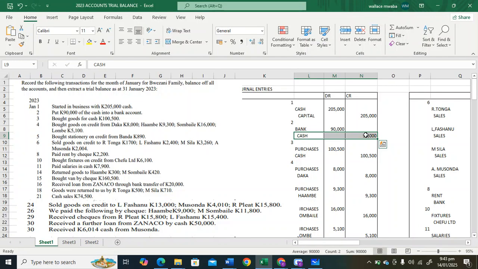You also open up the bank ledger account. First we'll go through all of these journal entries, then the next step we're going to look at the ledgers and put all these transactions there. January 3rd, bought goods for cash 100,500. Colleagues, what's happening here?